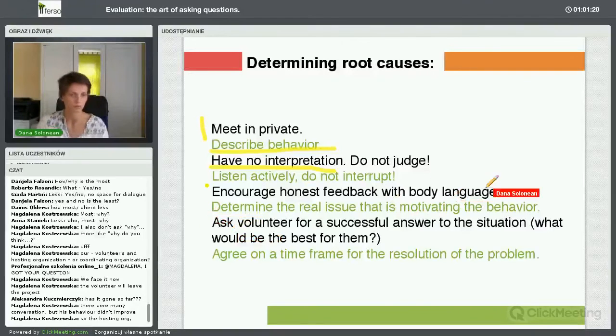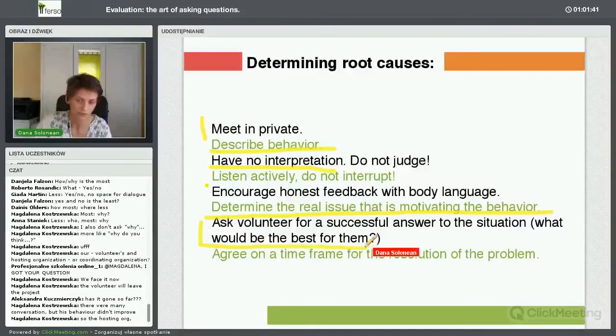Encourage honest feedback with body language, so try to show openness to what he or she is saying. And determine the real issue of what is motivating the behavior. And how do you do this? By asking questions. What type of question? Not judgmental, open-ended questions.